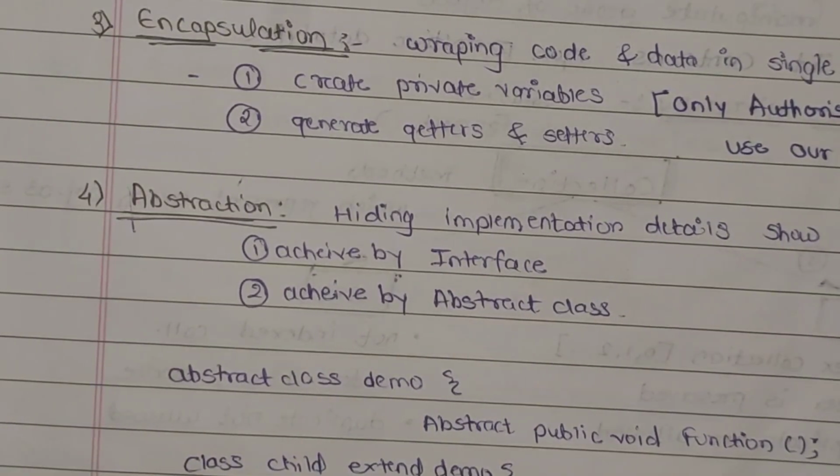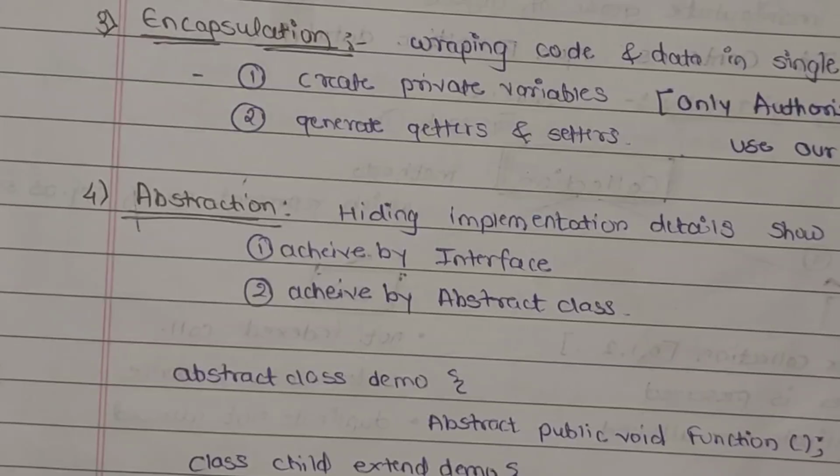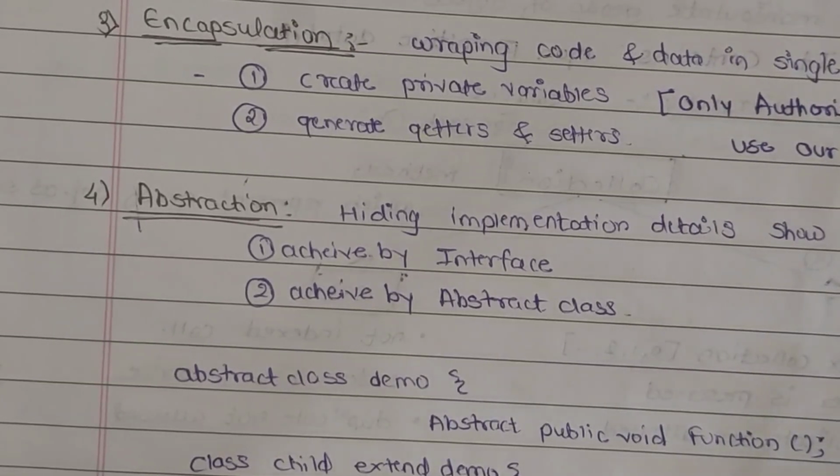What is encapsulation? Encapsulation is nothing but wrapping up our code into a single unit, like creating private variables and creating getters and setters. That is encapsulation in Java. We provide only authorized persons access to our private variables. When we encapsulate into a single unit, we achieve encapsulation. Only authorized persons can use our data. That is the main concept behind it.